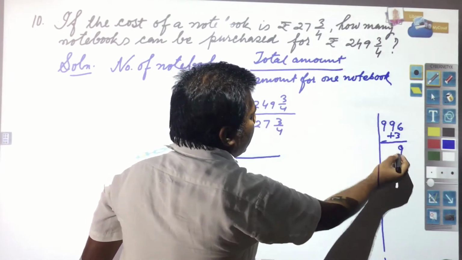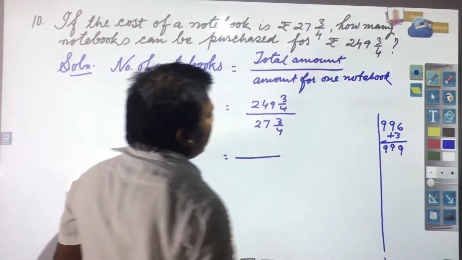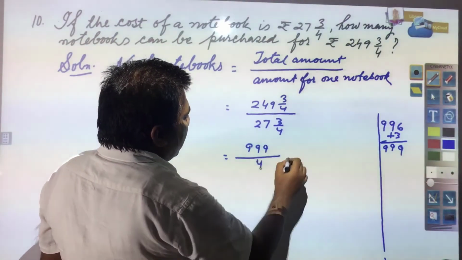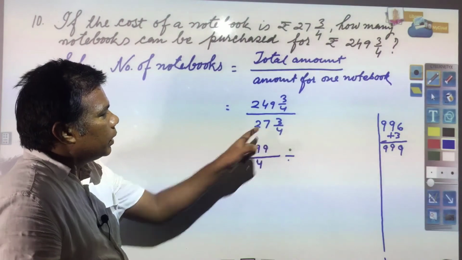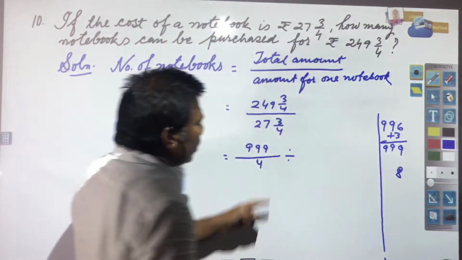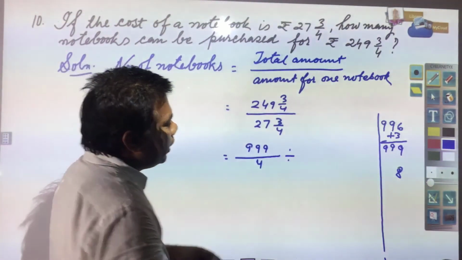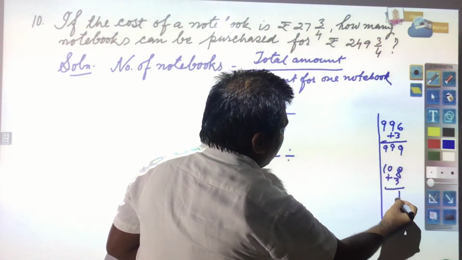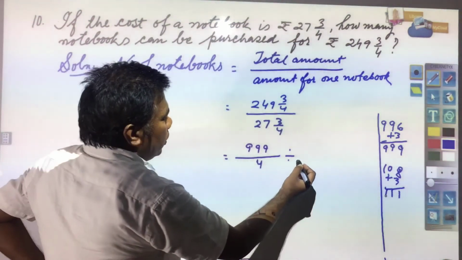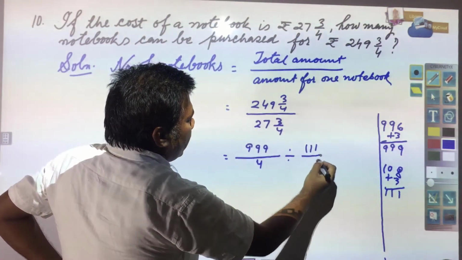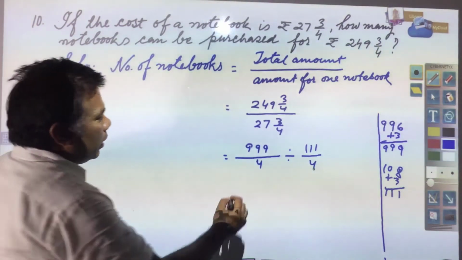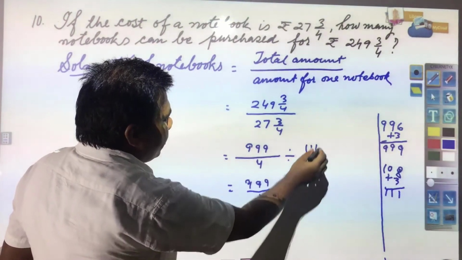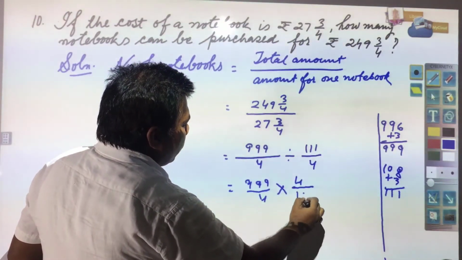So, this will be 999 by 4, divided by 4 sevens are 28, 4 twos are 8, and 2 is 10, plus 3. So, this will be 111. You can write 111 divided by 4. Then 999 divided by 4 into the reciprocal of this, 4 by 111.